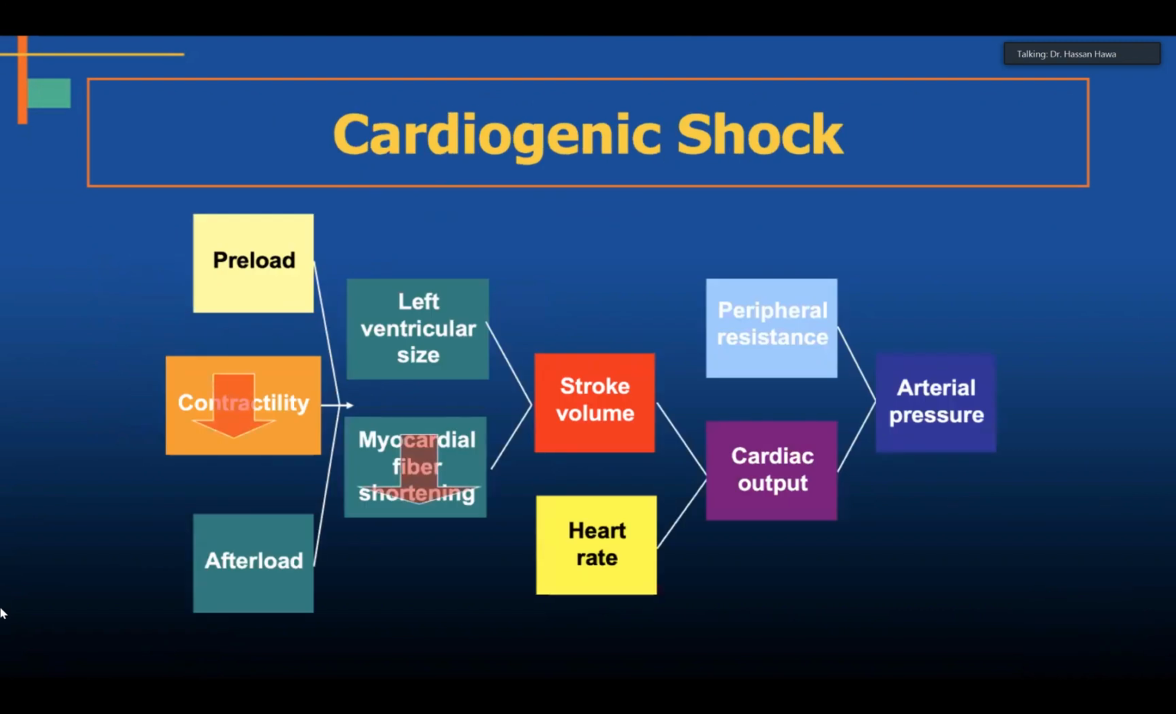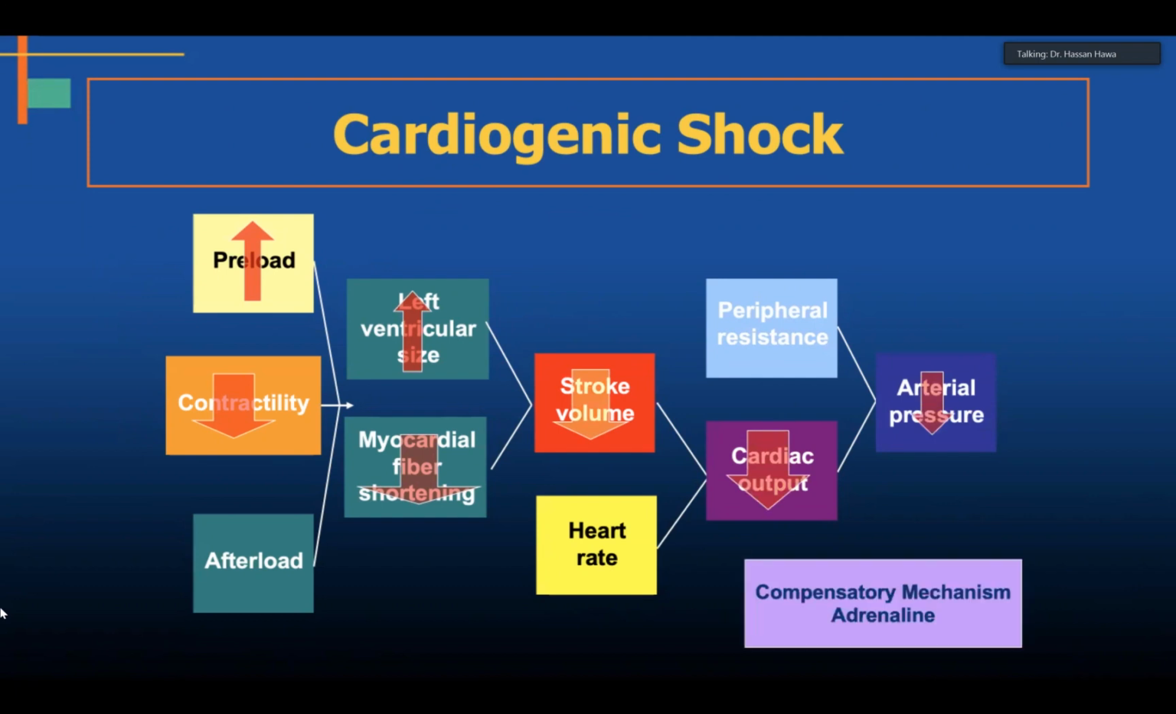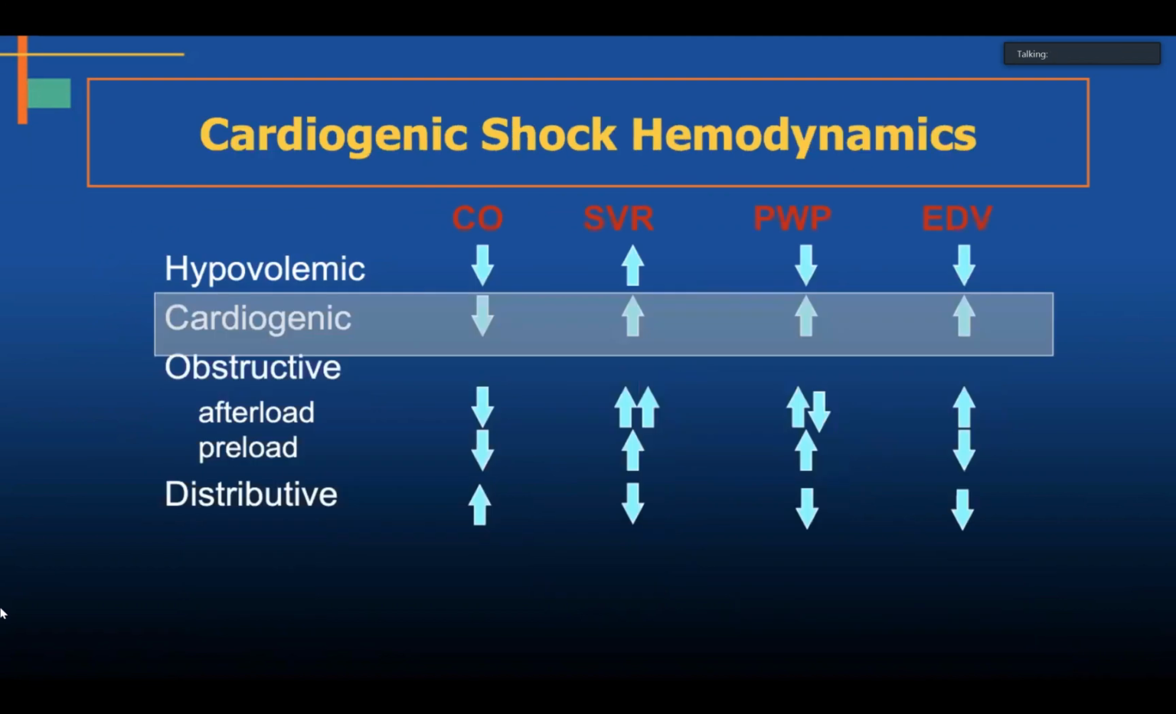Well done. So here the patients start having low contractility, and this leads to increase in the preload because of left ventricular increased size. Myocardial fiber shortening leads to increased preload. Stroke volume will go down, cardiac output will go down. As you'd expect, blood pressure will go down. As a compensation, you'll have tachycardia and increased systemic vascular resistance.